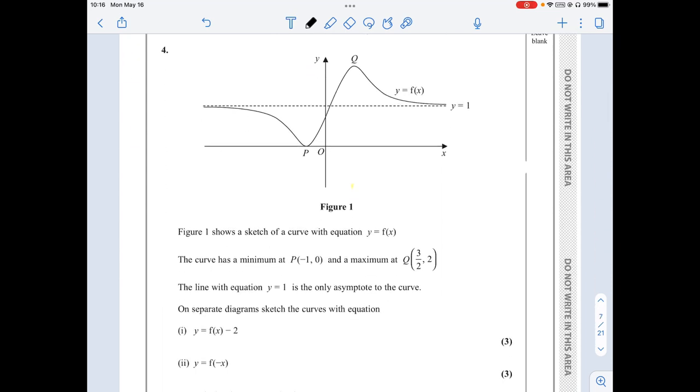Coming to question number 4, he says that figure 1 shows the sketch of the curve y equals f of x. The curve has a minimum point at minus 1 comma 0 and a maximum at 3 upon 2 comma 2.